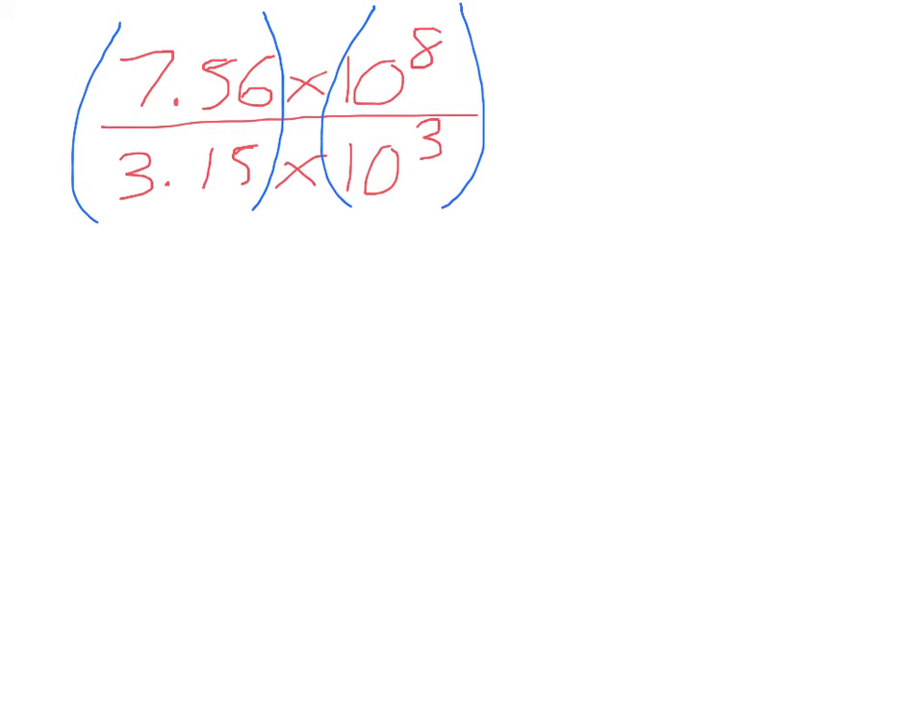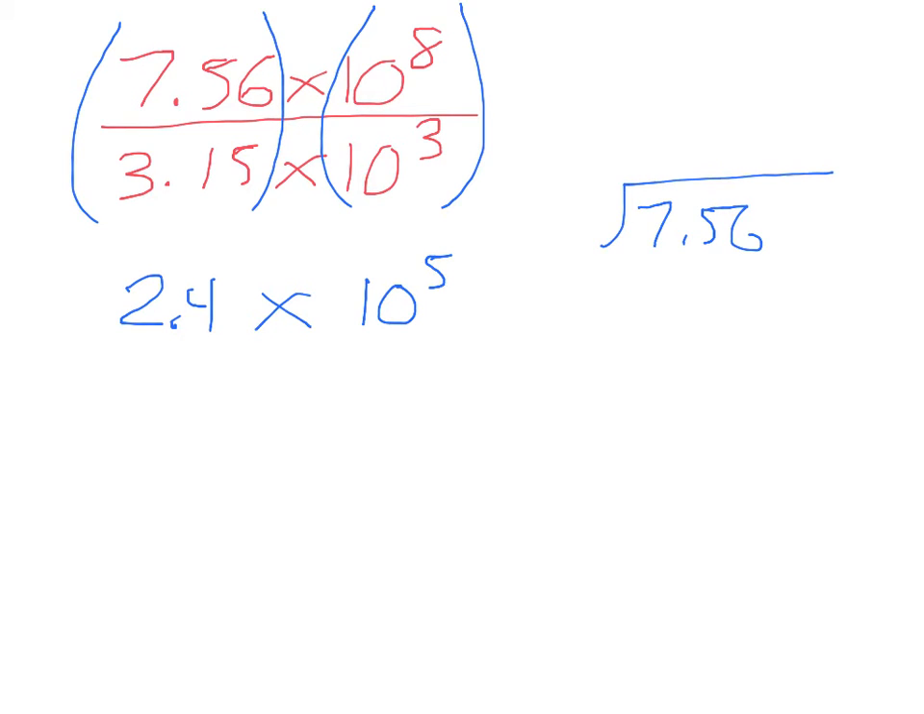And so now if I do 7.56 divided by 3.15, what I end up getting there is 2.4. Because I'm dividing my powers, remember when you divide powers, you subtract the exponents. So this will give me 10 to the 5th power. And again, I'm going to do 7.56 divided by 3.15. I'm not going to go through all that with you right now, but you can work that out. But that's how I would have done the division.